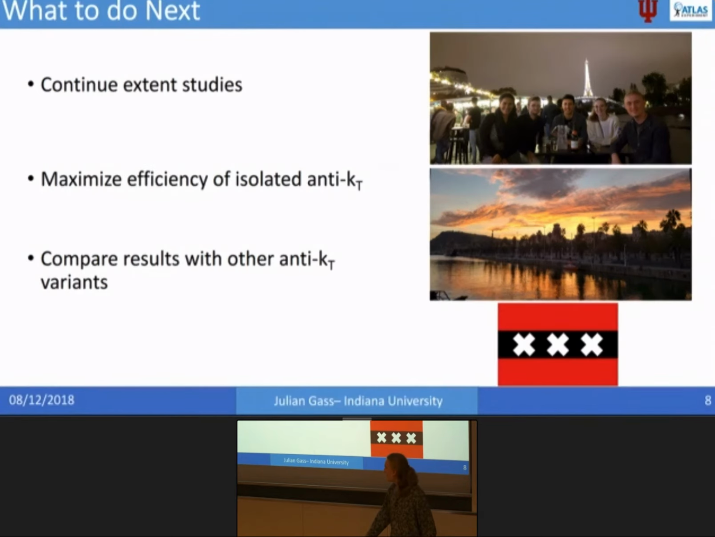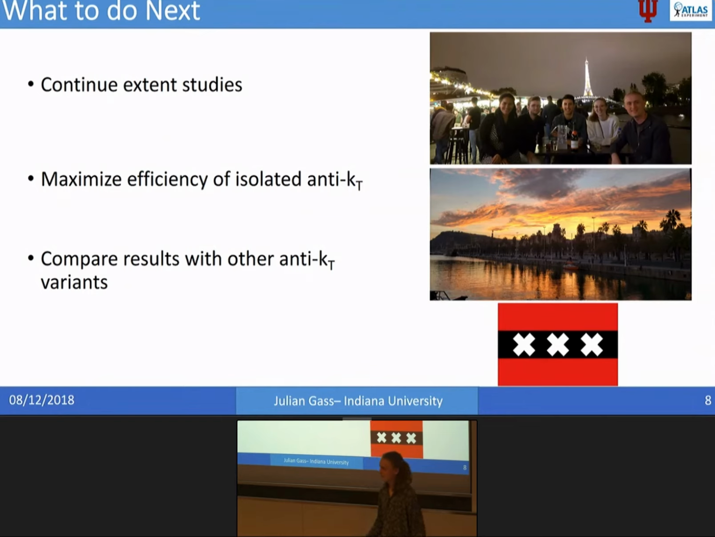Okay, any questions? If you zoom in really close on that hill, can you see that hill? Yeah. I didn't know Amsterdam had a flag. Cities have flags. Oh, cities.